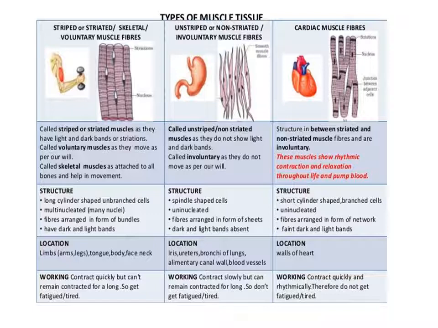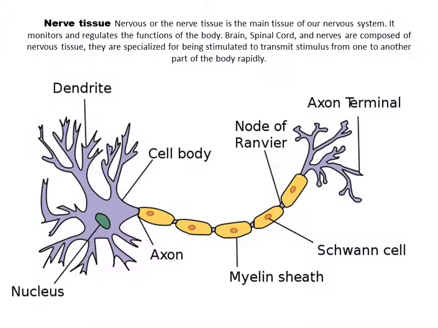And what is the location? They are present in the walls of the heart and in some special type of arteries which are connected to the heart. They are short, cylindrical, but branched. You remember? The striped muscles were also cylindrical, but they were unbranched. But here they are cylindrical and branched. They are uninucleate. Striped muscles were multinucleate. Fibers are arranged in the form of a network. Faint light and dark bands are present here in the cardiac muscle. So this is all about muscular tissue.